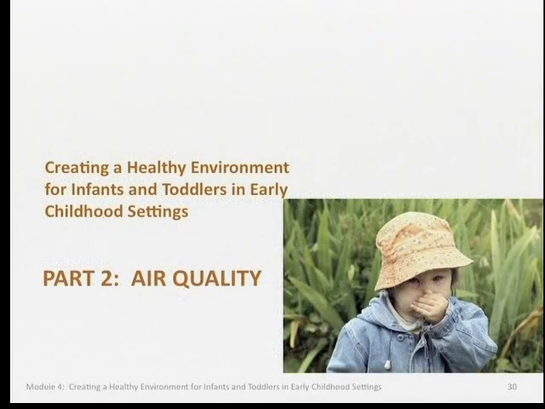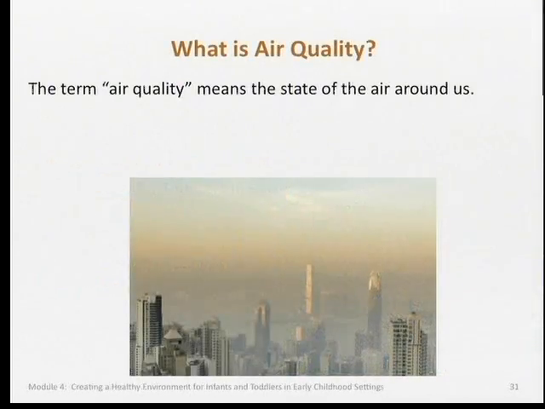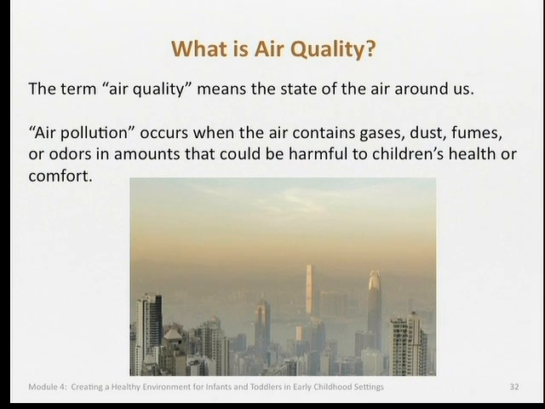Let's begin by talking about air quality. The term air quality means the state of the air around us. Air quality in the early childhood environment can be clean and healthy, or it can become unhealthy. Most people are familiar with the term air pollution. Air pollution occurs when the air, whether indoors or outdoors, contains gases, dust, fumes, or odors in amounts that could be harmful to children's health or comfort. These contaminants and irritants, that is, air pollution, impact the air quality of the early childhood environment.